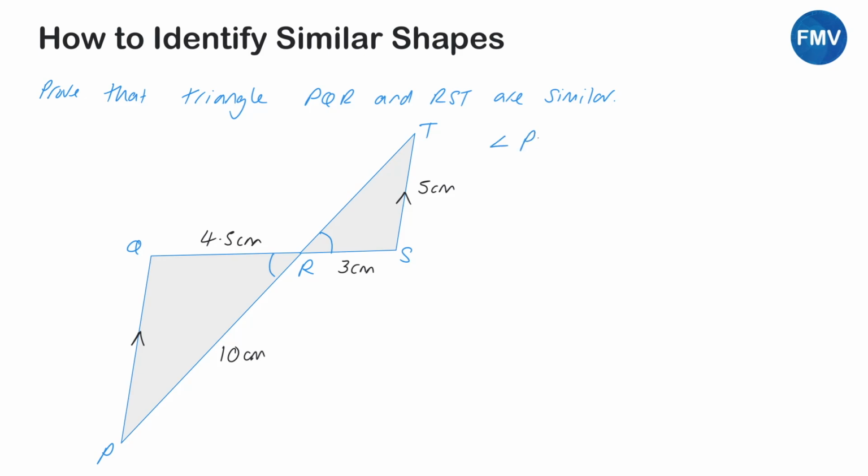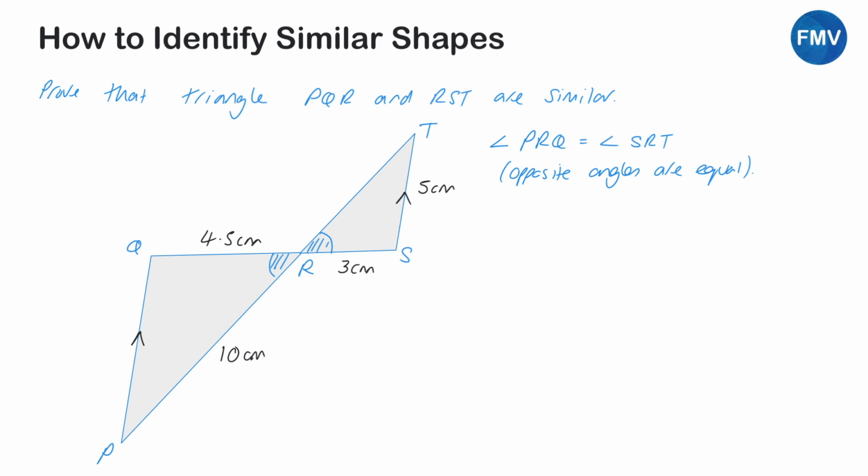Angle PRQ is equal to angle SRT, and that is because opposite angles are equal. Okay, so that's our first bit done. The next thing to identify is actually these two lines are parallel.